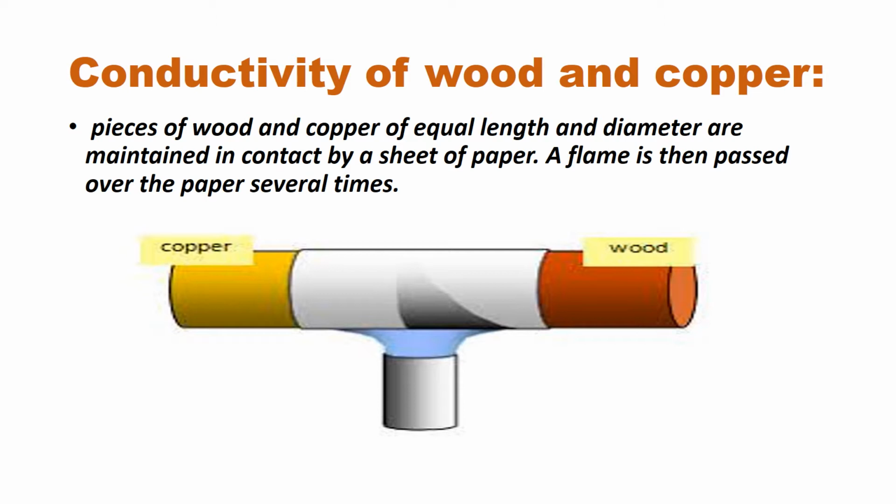Reason: this is because wood does not conduct heat away, so the heat concentrates and burns the paper. However, copper conducts heat away, and therefore it doesn't concentrate on the piece of paper to burn it. Have you understood? Thank you.